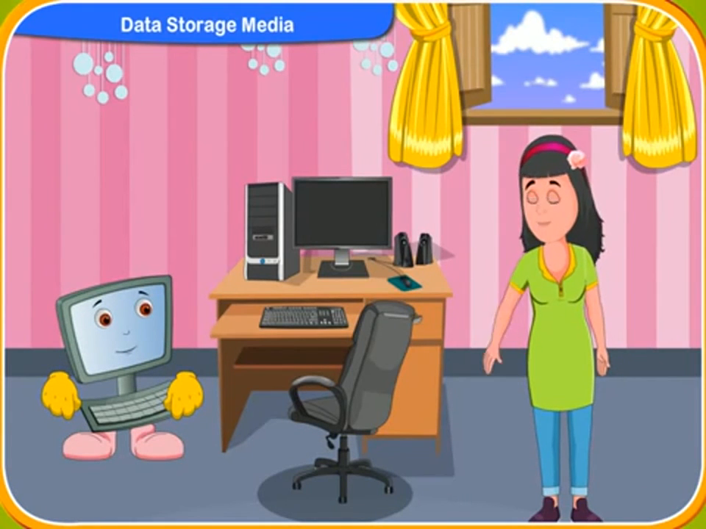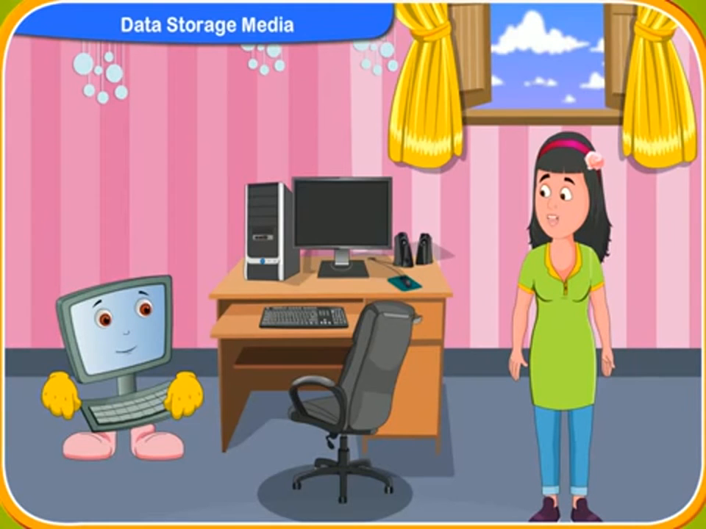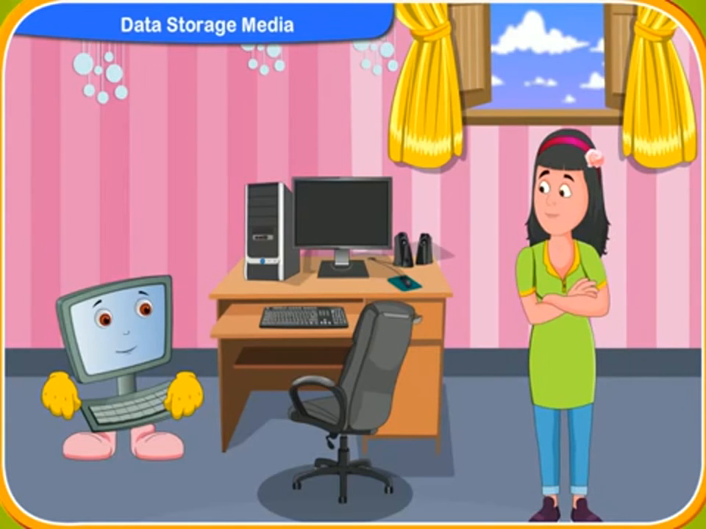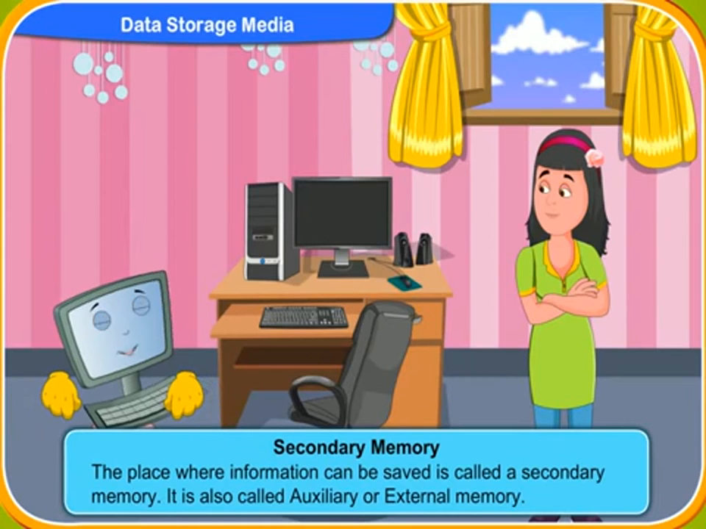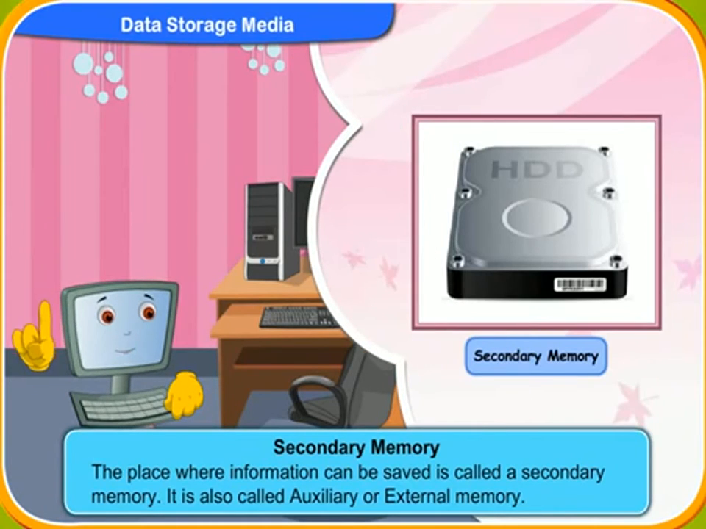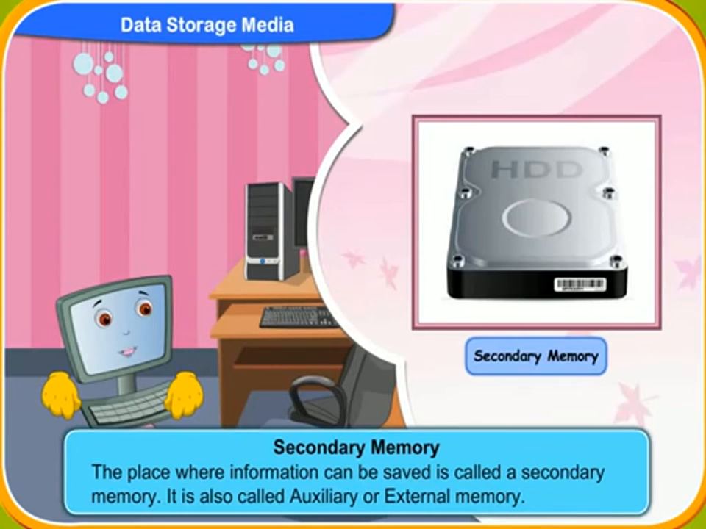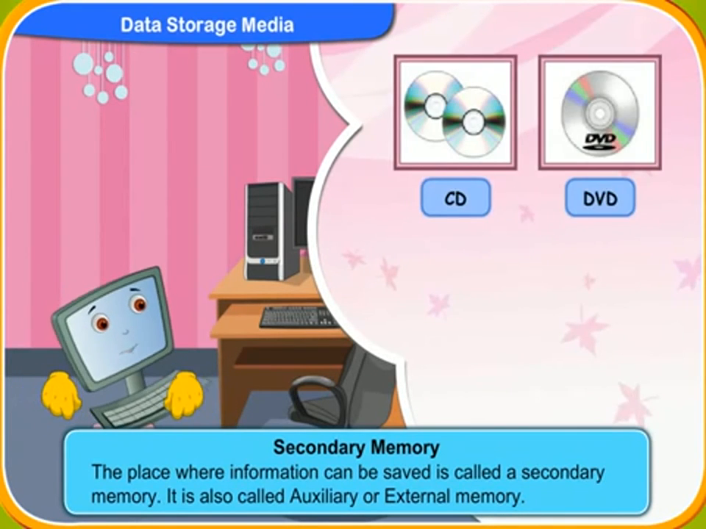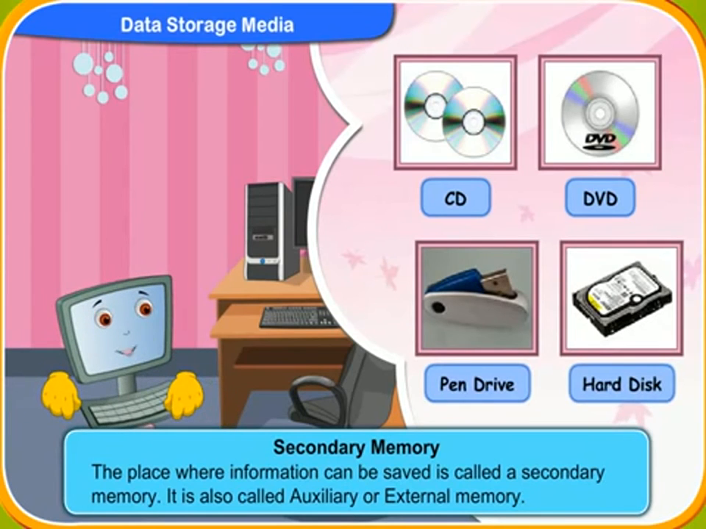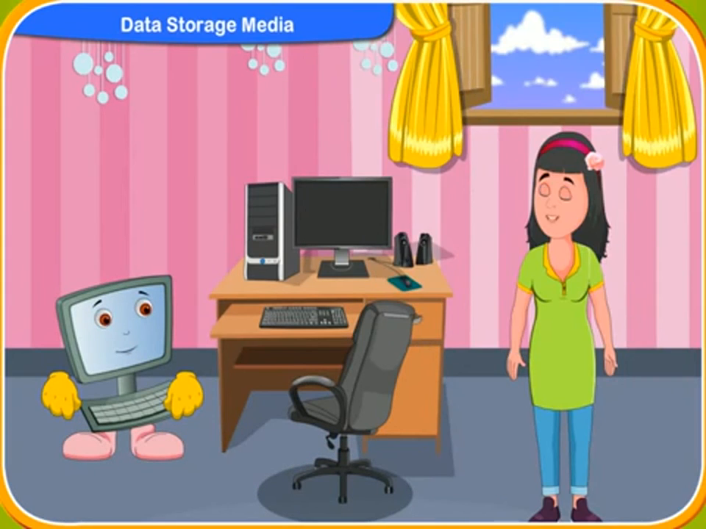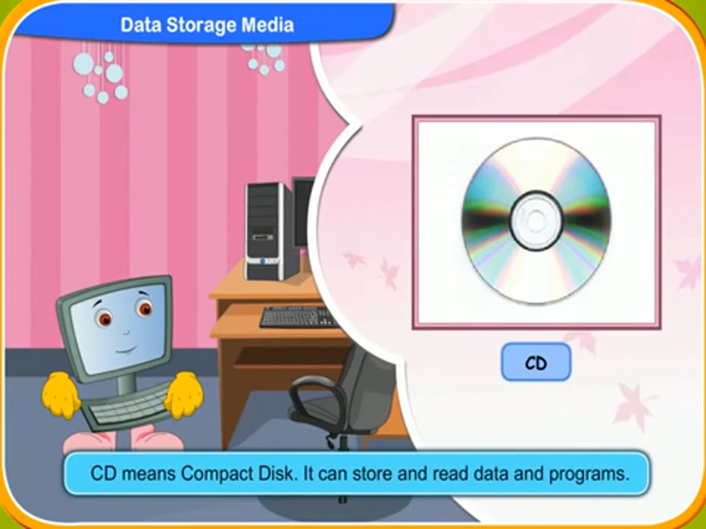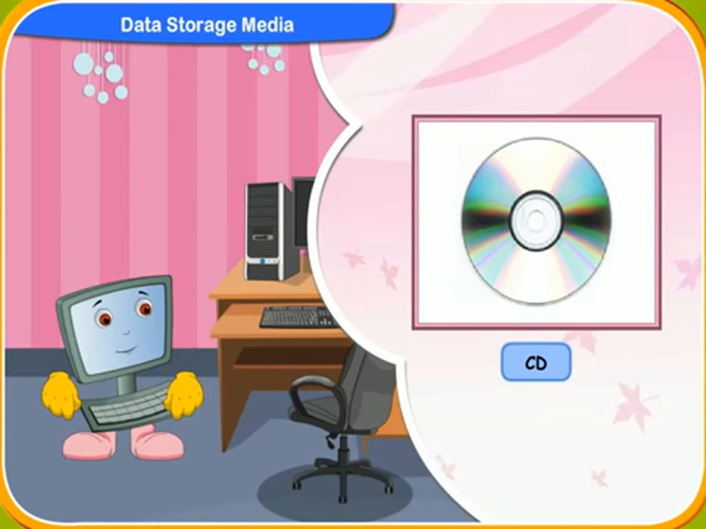Thank you for the information, Kliko. But what is secondary memory? The place where information can be saved is called a secondary memory. It is also called auxiliary or external memory. CDs, DVDs, pen drives and hard disks are examples of secondary memory. I know that CD means compact disc. It can store and read data and programs.